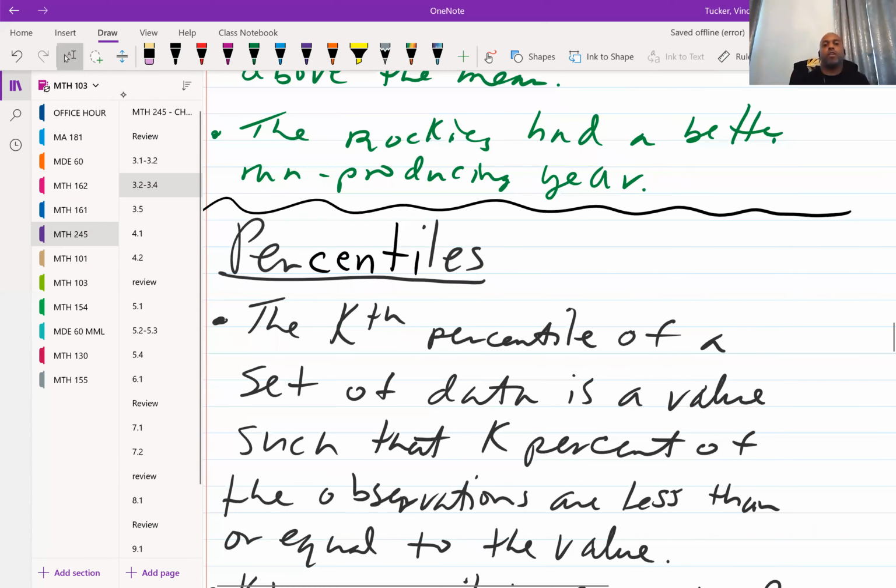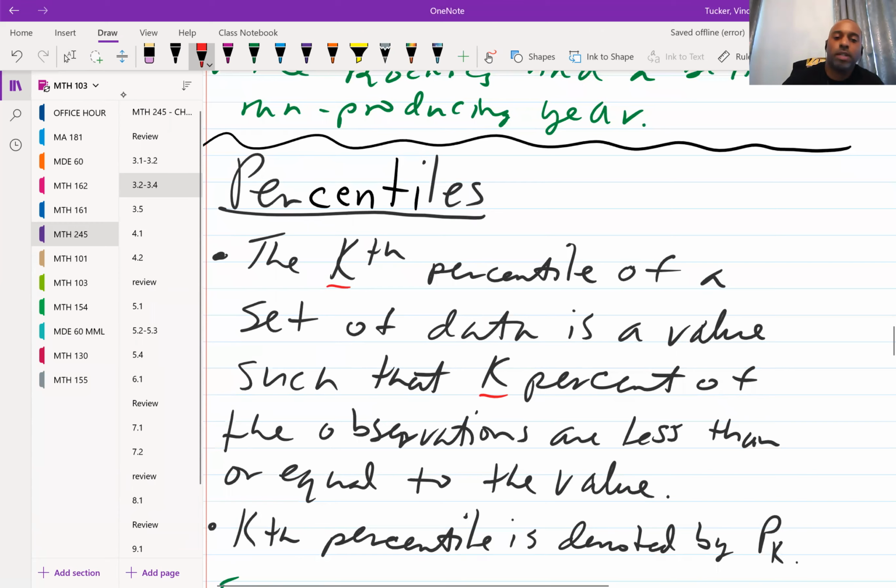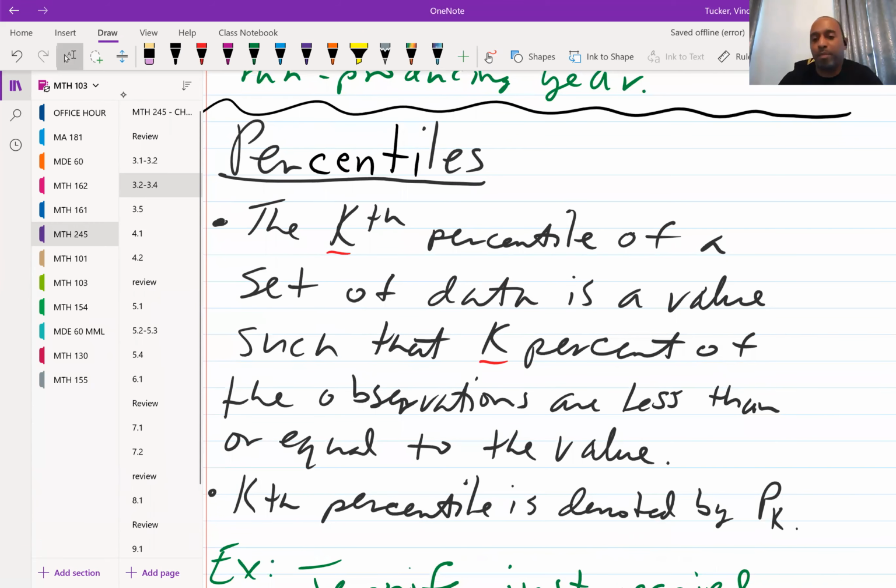All right, so we have the kth percentile of a set of data is a value such that k% of the observations are less than or equal to the value. Kth percentile is denoted by P sub k, or you can just say PK.